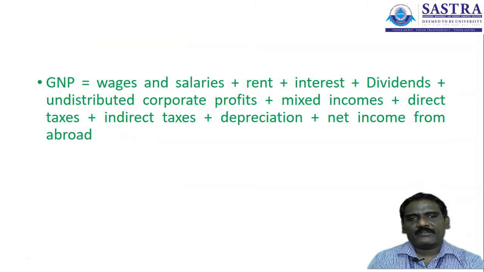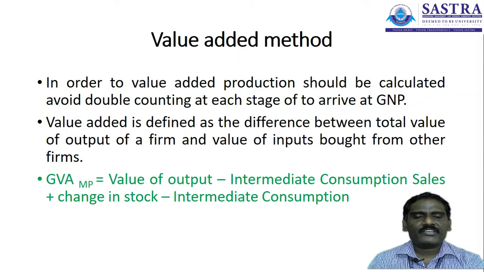So in the income method, the gross national product is equal to the wages and salaries received during the given period of time plus rent plus interest plus dividend plus undistributed corporate profit plus mixed income plus direct taxes plus indirect taxes plus depreciation plus net income from abroad. Together it gives the gross national product.